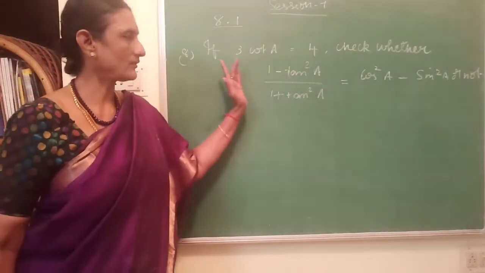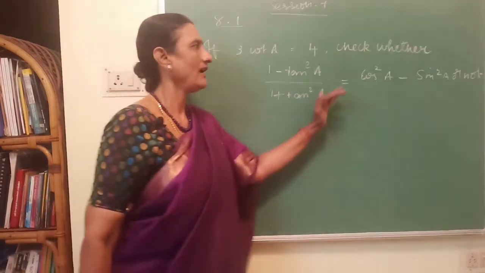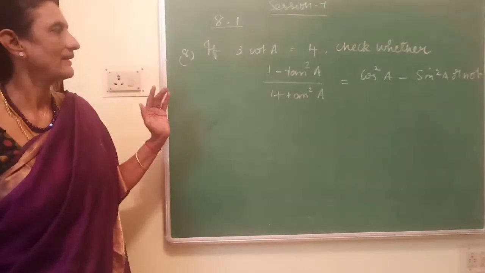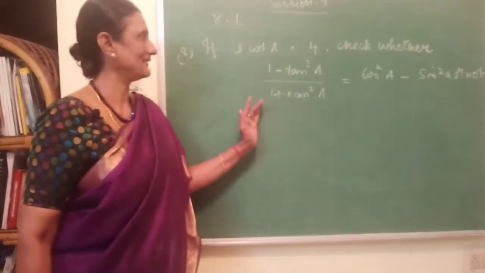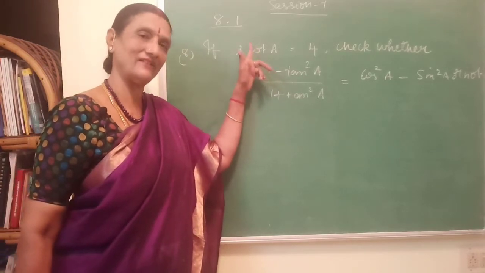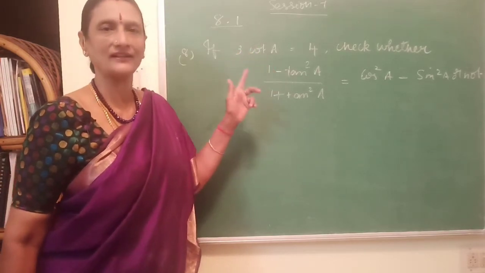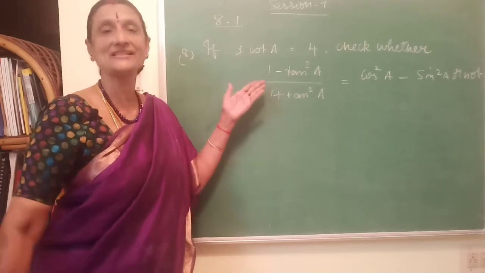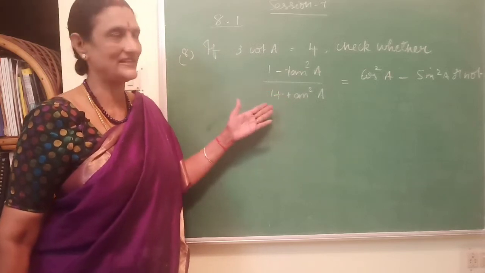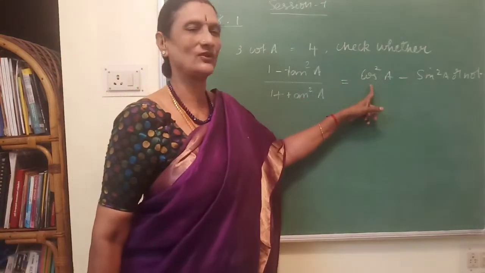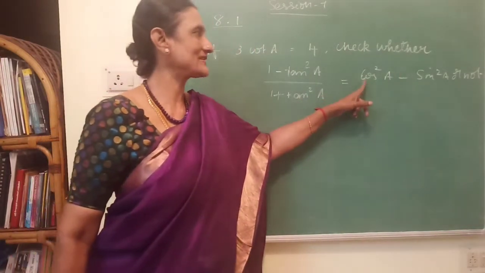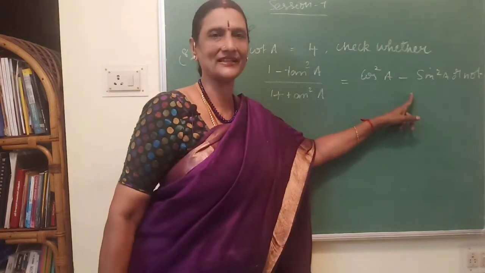In this sum, we have to find the left hand side separately, the RHS separately, and find out whether they are equal or not. As far as the left hand side is concerned, here we can easily get the value of cot A like what we did in one of the previous sums. And then the inverse of cot A is tan A. So, we can easily find out what is 1 minus tan square A and 1 plus tan square A. That's very easy. Whereas, on the other side, we have to know the cos value and the sin value. Otherwise, we won't be able to get this answer, cos square A minus sin square A.